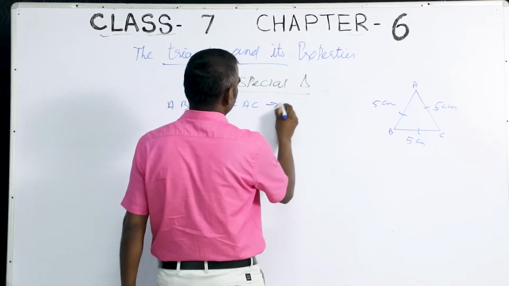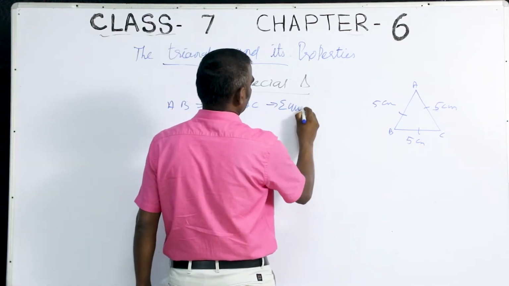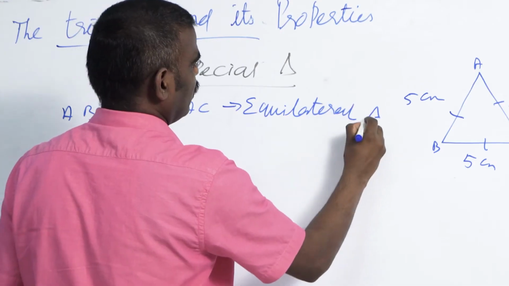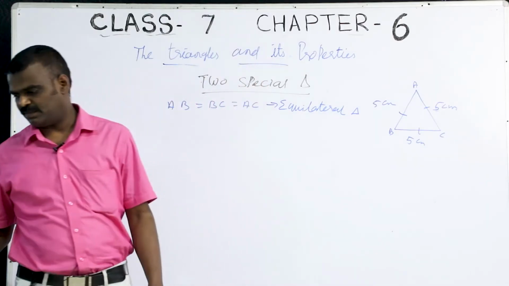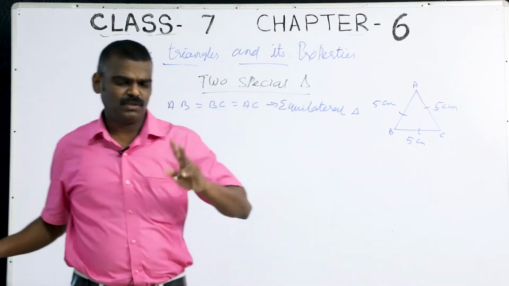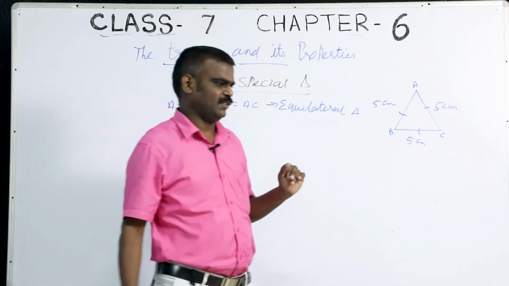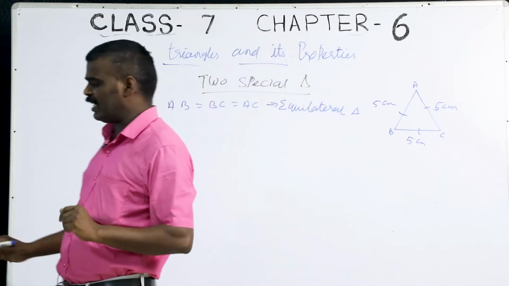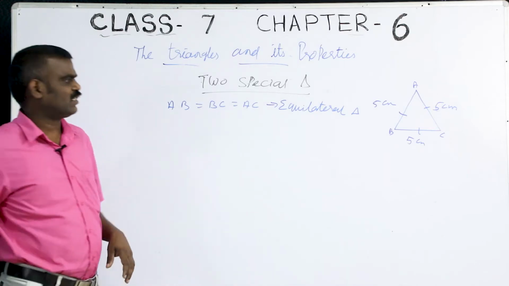Equilateral triangle. Clear enough? So this is a special type of triangle. All the sides are equal. Suppose only two sides are equal.